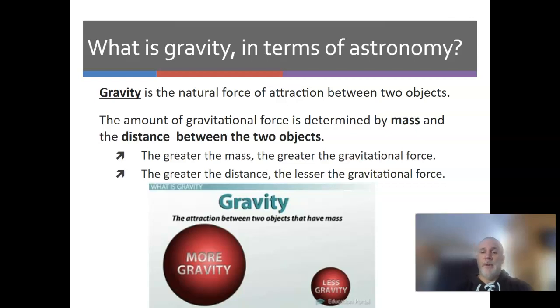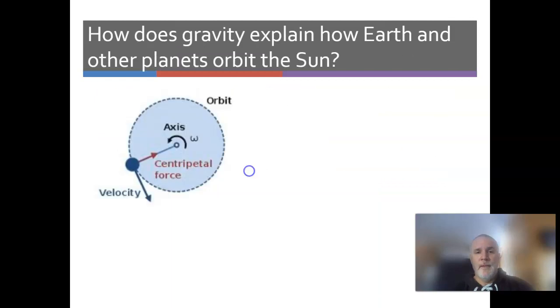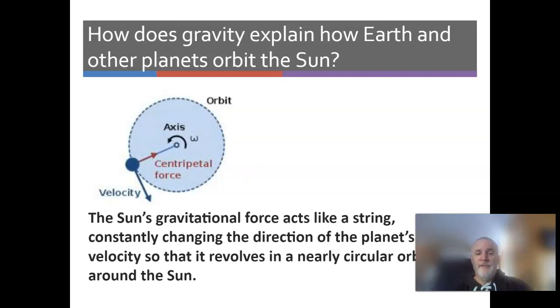If you climbed to the top of Mount Everest, you would actually weigh less than you would if you were down at sea level because you are now further away from the center of gravity of the Earth. You would actually weigh a little bit less. Okay, how does gravity explain how Earth and other planets orbit the sun? Well, the sun's gravitational force is like a string. Imagine throwing another object around on a string, and it's just going to keep flying around and around that object as long as there's nothing to stop it.